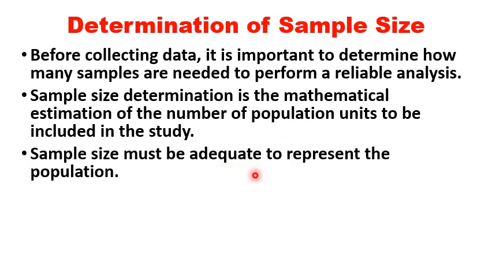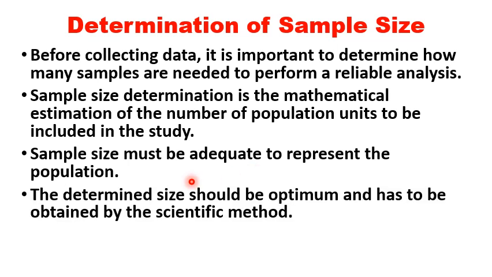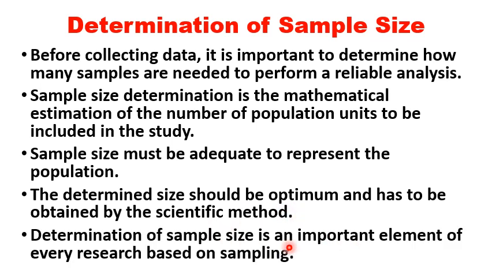Sample size must be adequate to represent the population. Then what do you mean by adequacy? The determined size should be optimum and has to be obtained by the scientific method. So the sample size selected must be optimum. Determination of sample size is an important element of every research based on sampling.